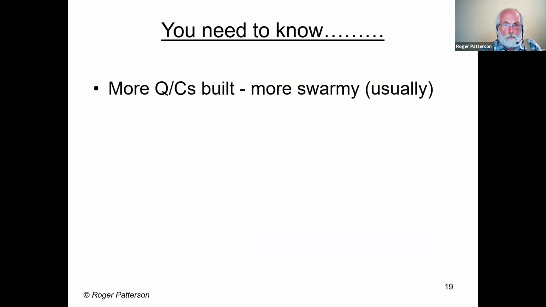Some things you need to know. The more queen cells there are built in a colony, usually the more swarmy it is. So perhaps in your apiary, you've got six colonies, let's say. You've got two preparing to swarm. One's got 8 or 10 queen cells at the point of swarming, that is. So when the first one is about to be sealed and the other one's got 40, the one that's got 40 is probably going to be far more swarmy as a colony than the other one. So if you've got a choice of which ones to take queen cells from, if everything else is reasonably equal, then take them from the lesser one.